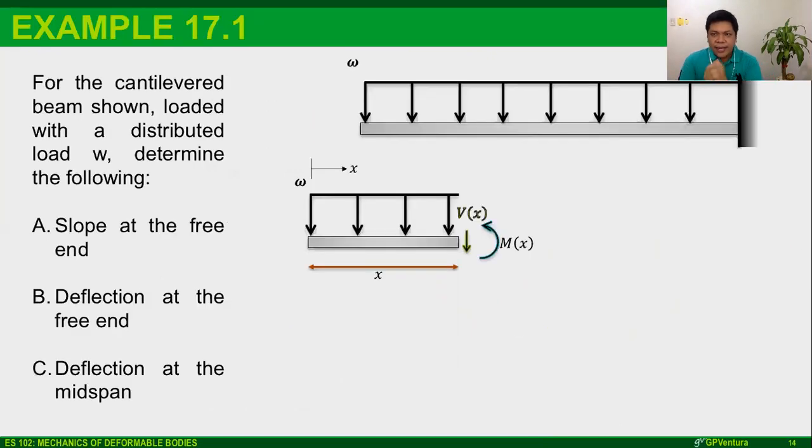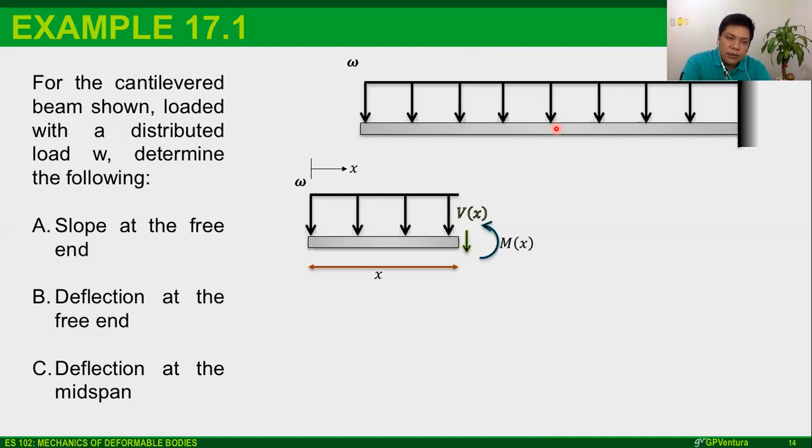Now, I'd like to show you this example. This is actually not a part yet of the double integration method. I'll try to show you why it is important to use DIM by solving this example in brute force. For the cantilevered beam as shown, loaded with a distributed load omega, we are being asked to determine the slope at the free end, the deflection at the free end here, and the deflection at the midspan or the halfway through the beam.